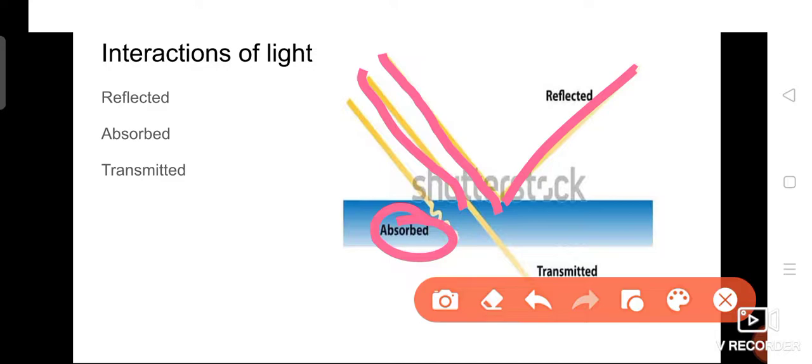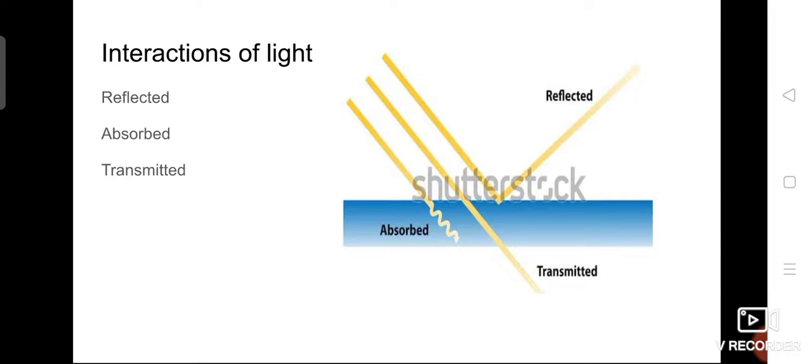Or the light gets transmitted, that is, the object will allow the light to penetrate into it. So these are the three interactions that will generally take place. Out of these three, any one will happen in all the objects, isn't it? So it will be reflected, meaning bounce back, or absorbed by the object, or it gets transmitted. What do you mean by transmitted? It allows the light to pass through the object.